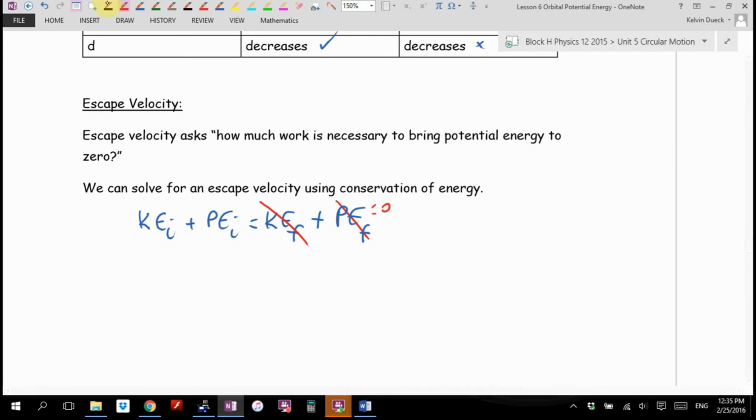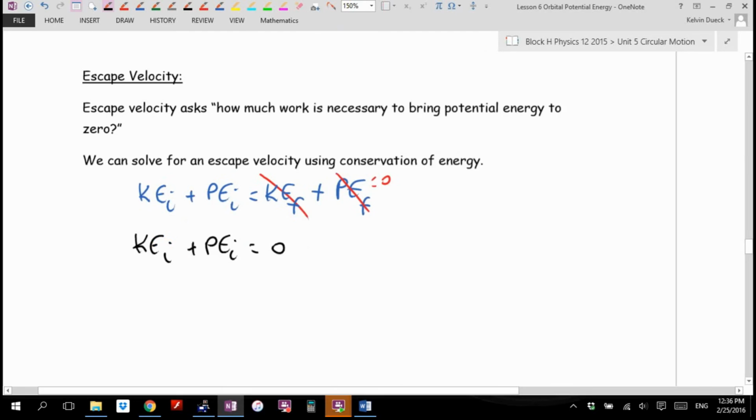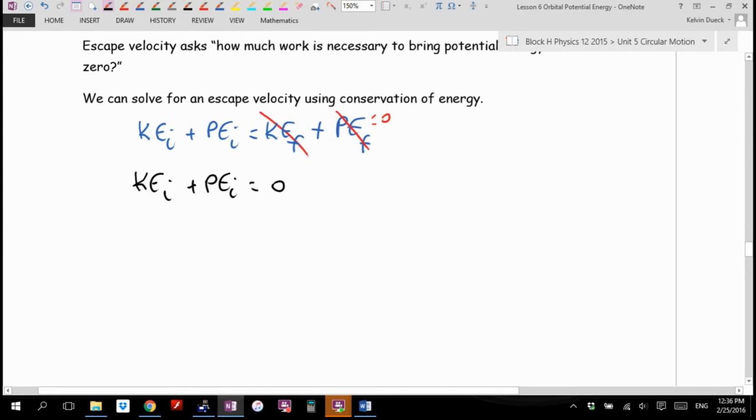In fact, what I really have is this. KE initial plus PE initial equals 0. Now this looks a little weird, but let's go with it. Are we cosmic here? Yeah? Then let's use the cosmic potential energy. KE is still a half mv squared, but it's going to be plus negative big G, big M, little m over R initial. That equals 0.